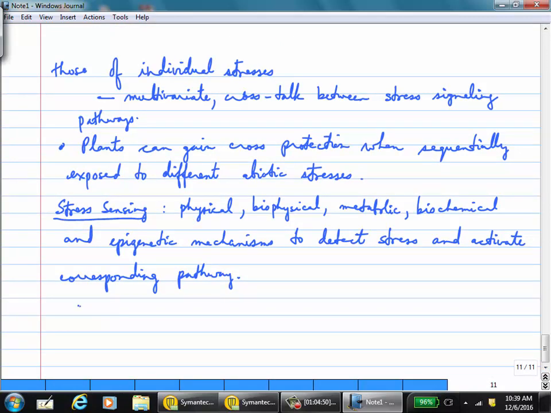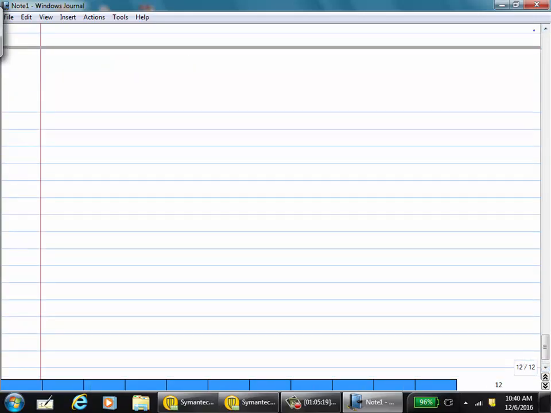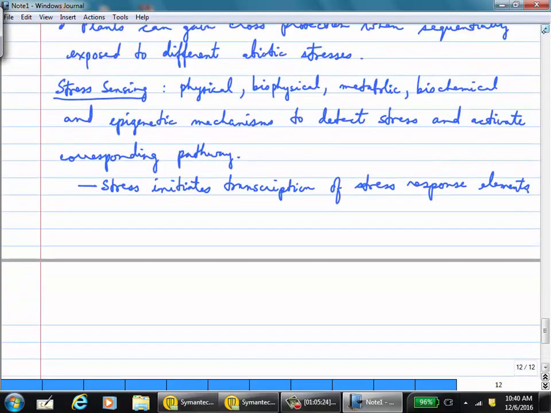Now, stress actually initiates, in most of these stress response pathways, not just in plants, but I'm more familiar with the ones in animals, transcription of stress response elements. And I cannot probably talk about it in detail because we're running out of time. So that's okay. Let me just stick to the script.